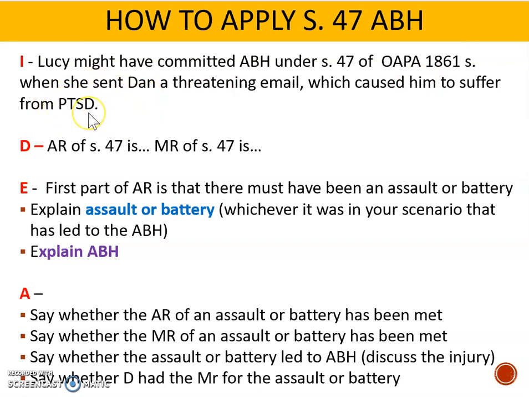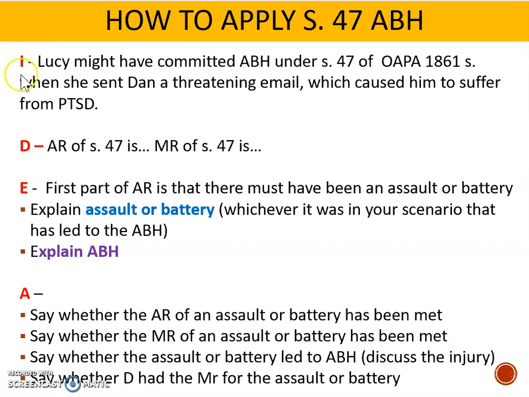And that's a really useful thing to do, because I'm telling the examiner already, really, I'm indicating that I think it's section 47 because we've got this post-traumatic stress disorder. So that's all you need to do for your I. You're just literally identifying what the offence is that you think might have been committed.